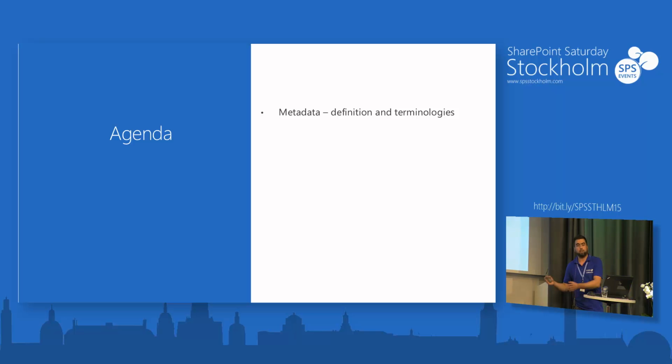We're going to define the terminologies and definitions, and then we're going to talk about a hypothetical company. It's a scenario of a company that wants to implement managed metadata and roll out some publishing sites and the publishing catalogs. So we're going to see how we could implement managed metadata there.